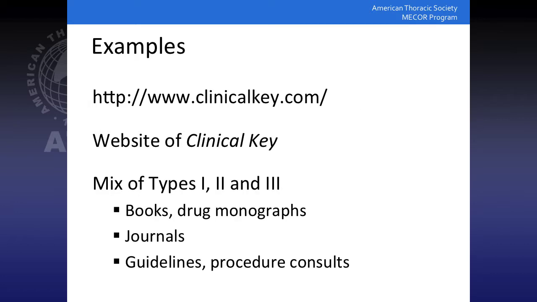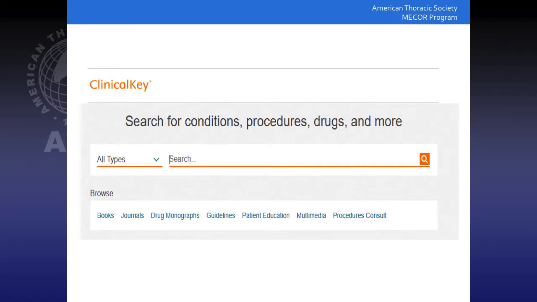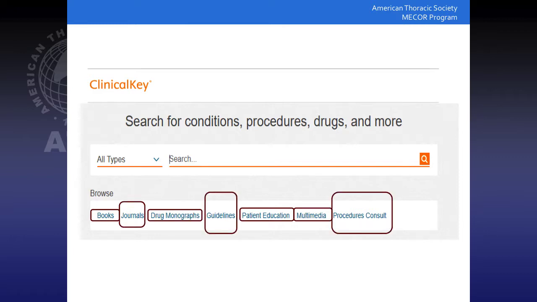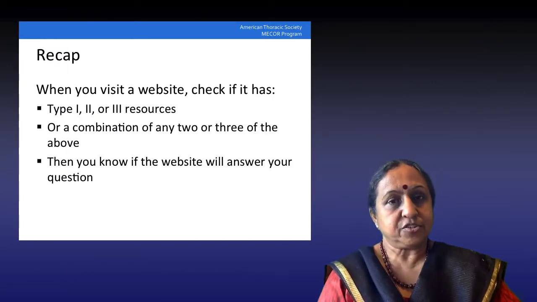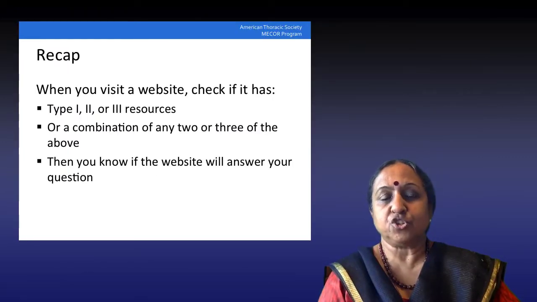Clinical Key has a mix of all three types: books, drug monographs as type 1, journals as type 2, guidelines and procedure consults as type 3. This is a screenshot of Clinical Key, and you can see books, patient education, drug monographs, these are type 1, journals are type 2, and guidelines and procedures consult are type 3. So just as a recap, when you visit a website, check if it has type 1, 2 or 3 or a combination.